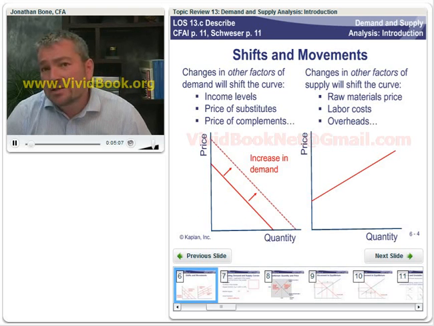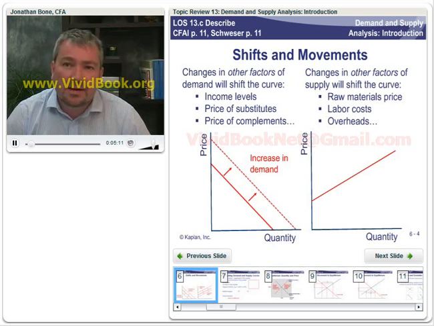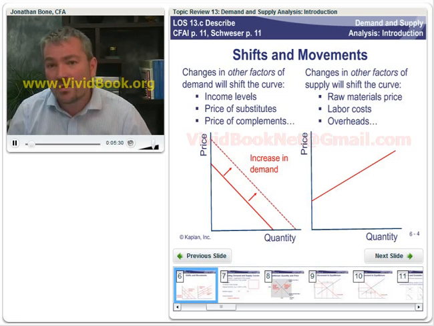Same with our supply curve. Remember, changes in price shift us along the existing supply curve. Changes in the other factors that we identify, in other words, the cost of production itself, will shift the supply curve. In other words, if the cost of production increases, the firm will be willing to supply less at each price. If the cost of production reduces, the firm will be able to supply more at each price.